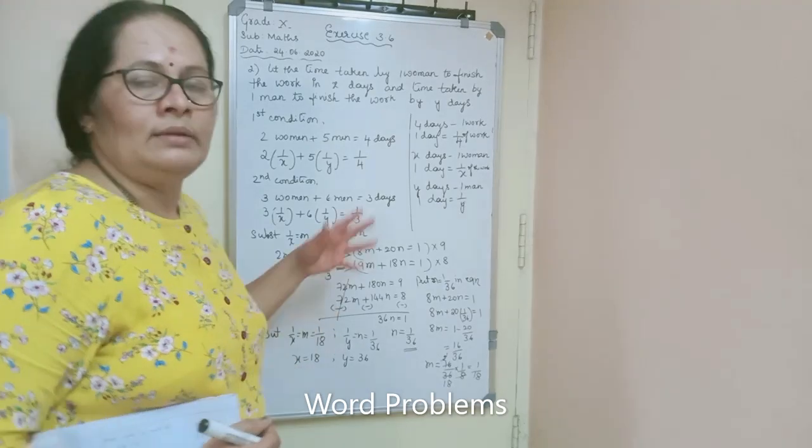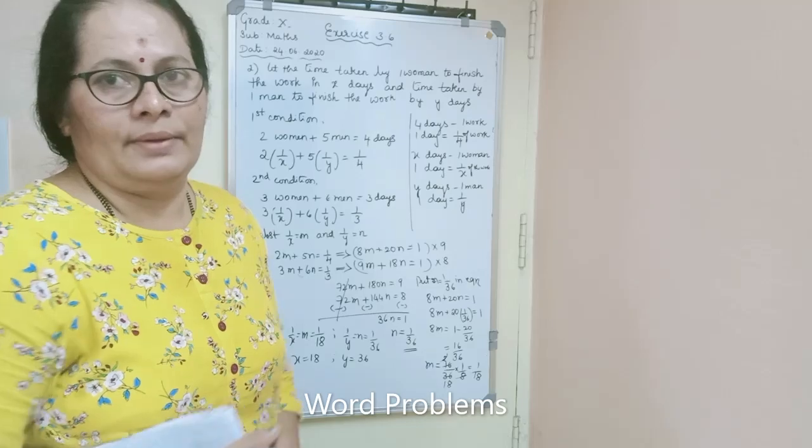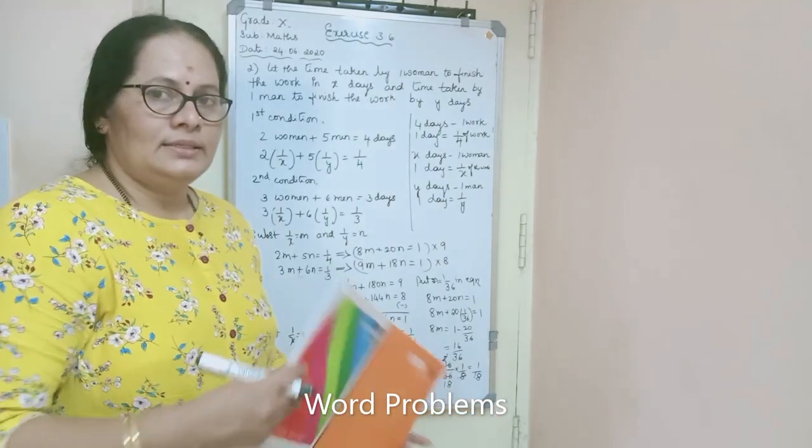Later on, this m and n value, substitute and find x and y. Okay. Then the last sum.